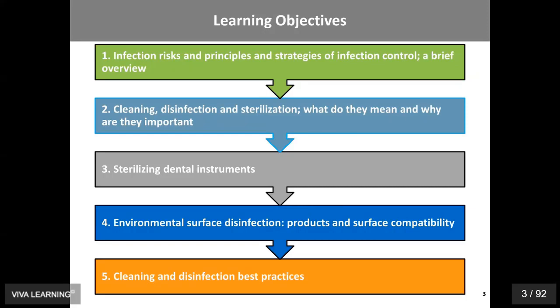And really the objectives are, we want to talk about infection risk and principles and strategies. Also cleaning, disinfection, and sterilization. What do they mean? Basic definitions. Sterilizing dental instruments. And that might surprise you because you might think, well, everybody knows how to do that, but I'm going to tell you some stories that will convince you that this could be a big problem and it's something you need to review with your staff, certainly. Environmental surface disinfection, we'll go over that and give some guidelines for products and surface compatibility. And then finally, I will go over cleaning and disinfection best practices.